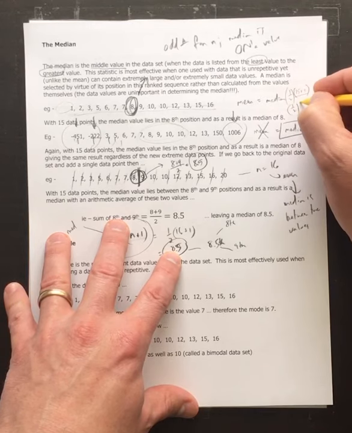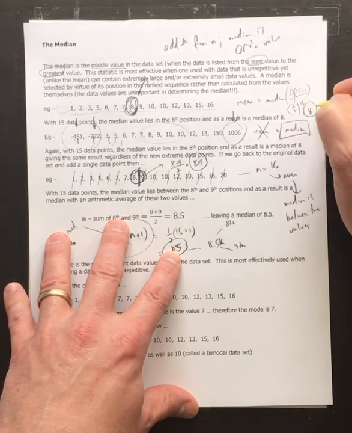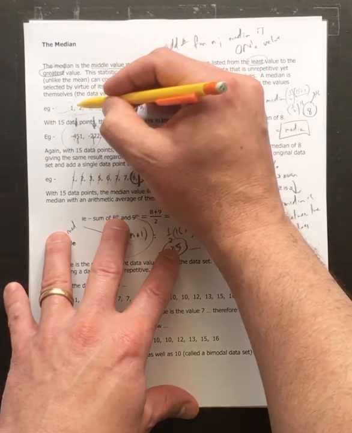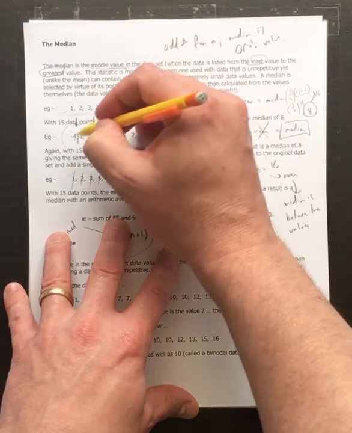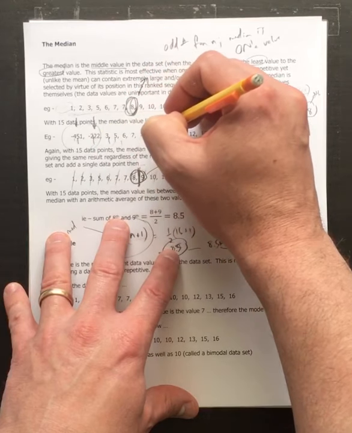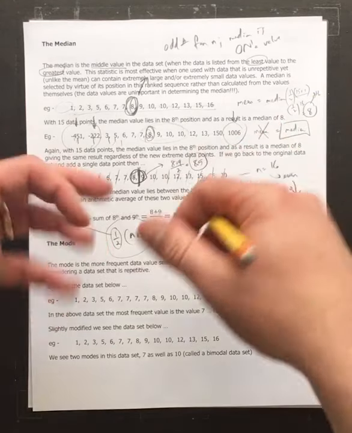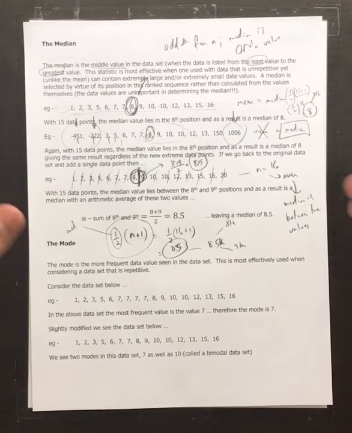1/2 times 16 is equal to 8. That means the median is going to be on the 8th value exactly, and that's exactly what it is: 1, 2, 3, 4, 5, 6, 7, 8. The median's exactly on the 8th value. Now, it just so happens as a coincidence that the 8th value is 8, or the 8.5th value is actually 8.5.